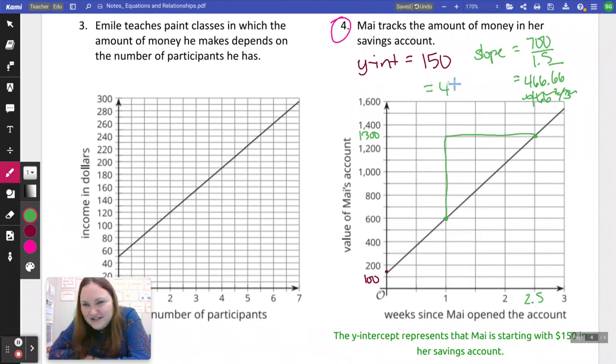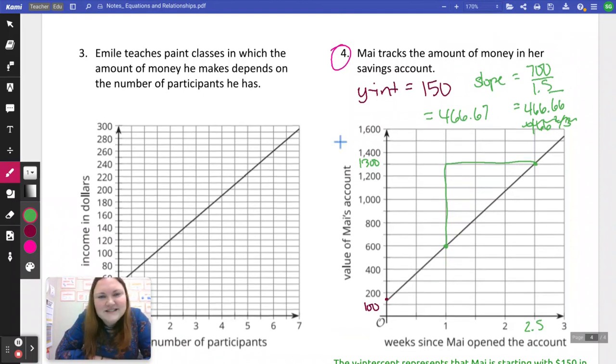And I might even change it to 466.67 and round that decimal. What does 466.67 mean? Well, it means that she is adding $466.67 each week to her bank account. So that would be that interpretation of the slope.